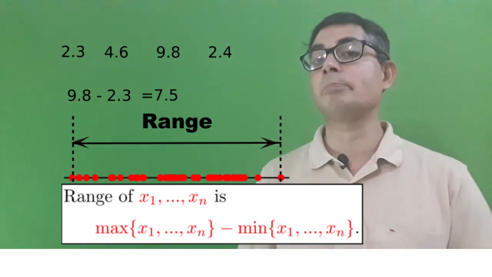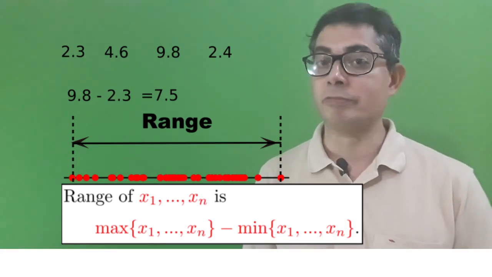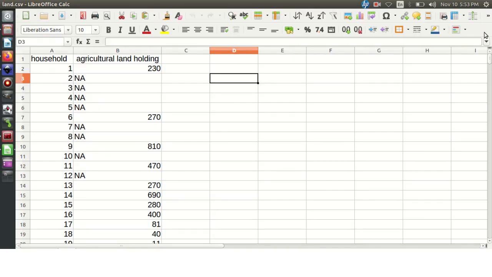Let's quickly learn to compute it using LibreOffice. So we are going to see how to compute range for our familiar data set, agricultural land holding. Now unfortunately there is no single method by which you can compute range of a variable in LibreOffice, but that's not a problem. We can always compute it by using a formula because we can compute the maximum as well as the minimum. So let's try that.